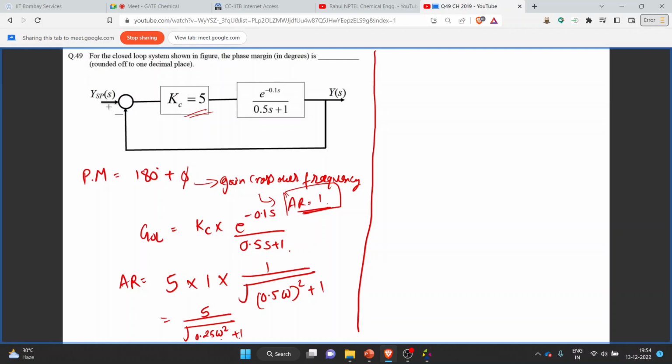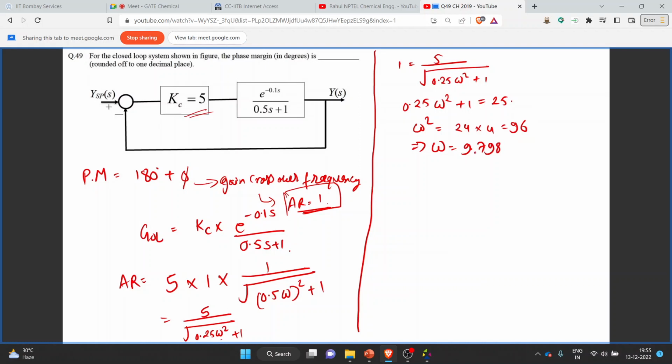So let's just put amplitude ratio as 1. So this will become 1 is equal to 5 upon under root of 0.25 omega square plus 1. So this will become 0.25 omega square plus 1 is equal to 25. That is, omega square we can write as 24 into 4 is equal to 96. That is, we find this gain crossover frequency as under root of 96, that is 9.798.